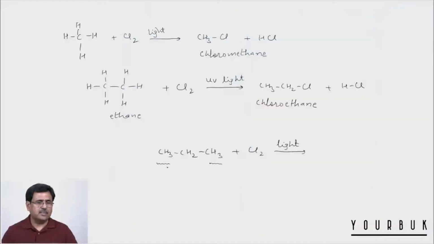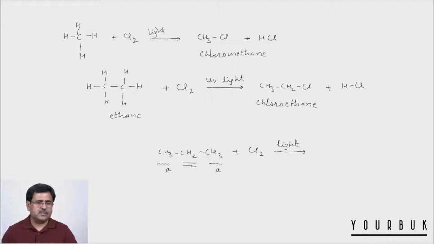So we label them as set A. But if you look, the CH2 group is bonded to CH3 on both sides. It means this CH2 has a different chemical surrounding as compared to CH3. So these 2 hydrogens are chemically different. So we label these 2 hydrogens as set B. So we have 2 different sets of hydrogens present.